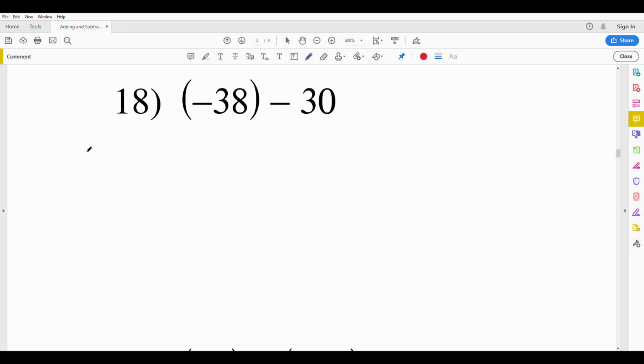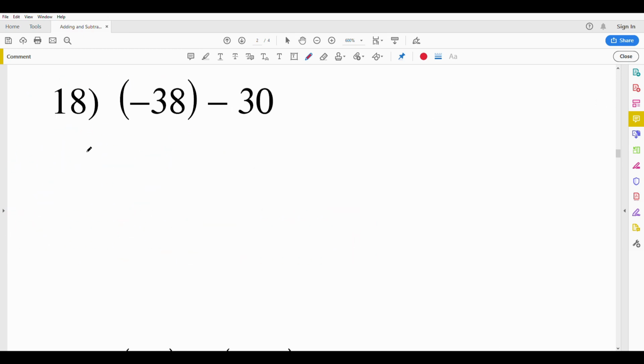In number 18, we have negative 38 minus 30. So we're starting in the negatives and going further into the negatives. Negative 38 minus 30 is going to be negative 68.